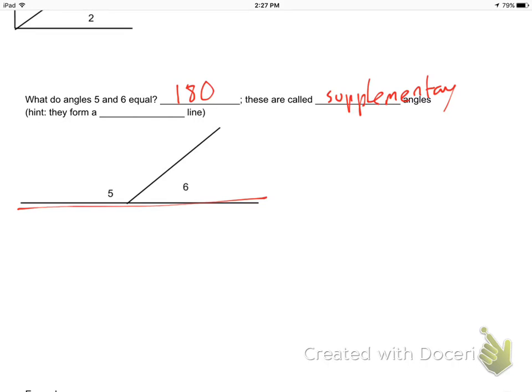So if I said 5 was 100 degrees, 6 must be 80. If 6 was 10, what is 5? If this is A, what is 6? 180 minus A. You need to know this. The supplement of angle A is 180 minus A. Straight line, 180, supplement 180.